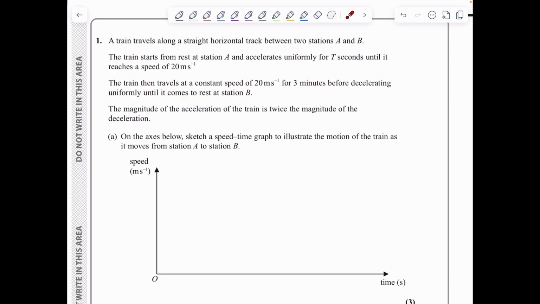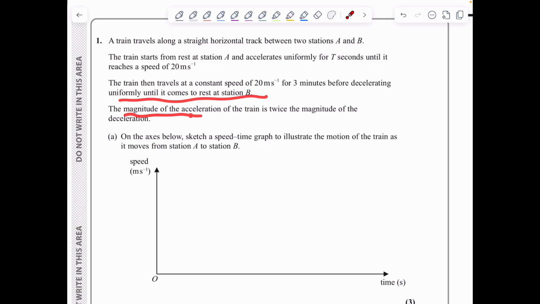In question 1, we've got a train traveling along a straight horizontal track between stations A and B. We start from rest at A, accelerating uniformly for capital T seconds, reaching a speed of 20 meters per second. We maintain this speed for 3 minutes and then we decelerate, coming to rest at station B.